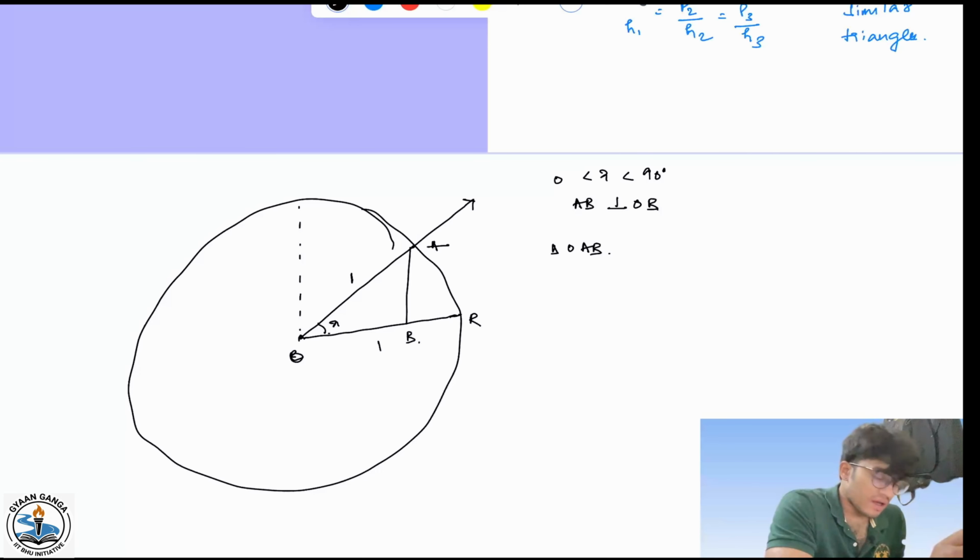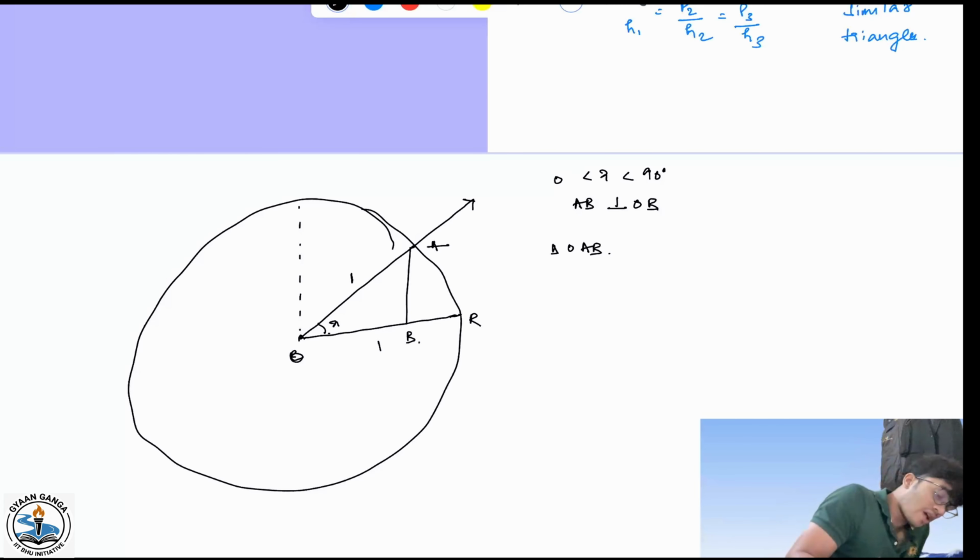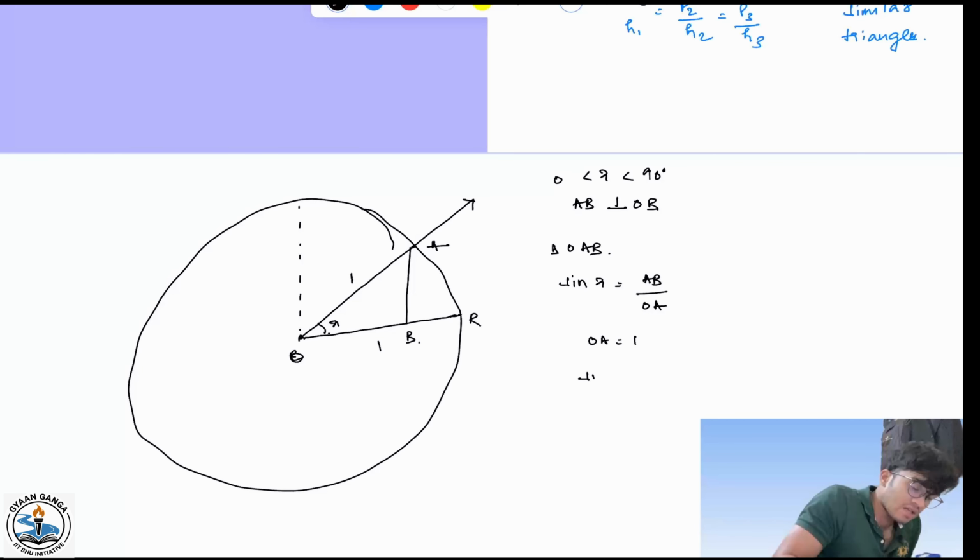Now in this triangle, when you calculate sine x, what is it? It is AB upon OA, and OA is 1 because it is a circle of unit radius. So sine x is simply AB.